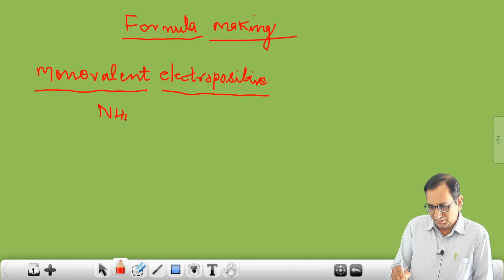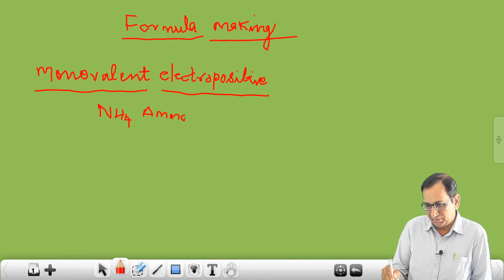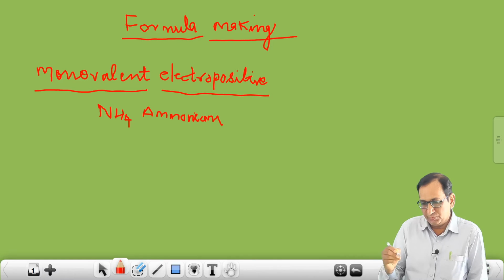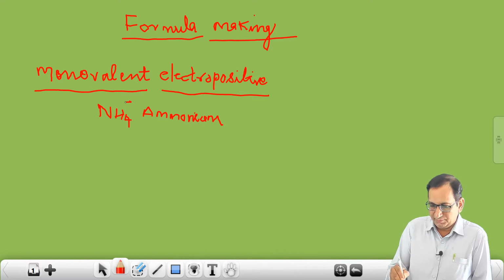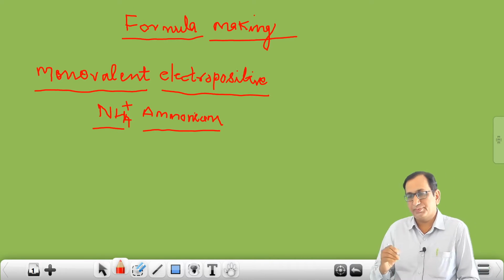NH4. NH4 means ammonium. This is, students, ammonium. You can write it ammonium. So this is ammonium, and ammonium NH4 has only one plus charge. So this is your plus charge. NH4 plus charge. So for ammonium, NH4 plus.